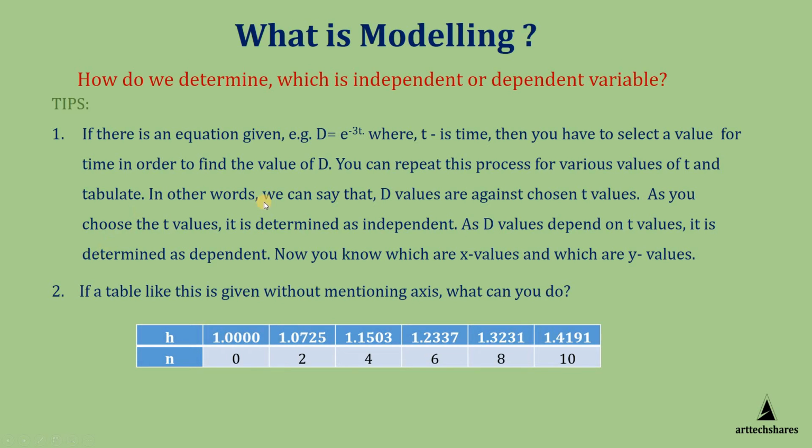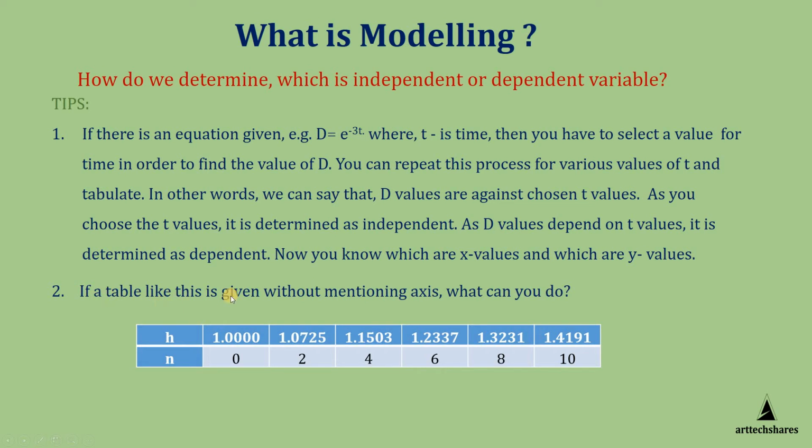In other words, we can say that d values are found against chosen t values. As you choose the t values, t is determined as independent. As d values depend on t values, d is determined as dependent. Now, you know which are x values and which are y values.